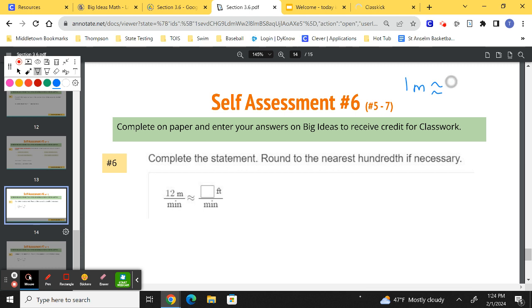3.28. So what is it rounded? Hundredths. 3.28. Yes. Wait for me, I'm trying. And what is number 2 again? We'll go back.